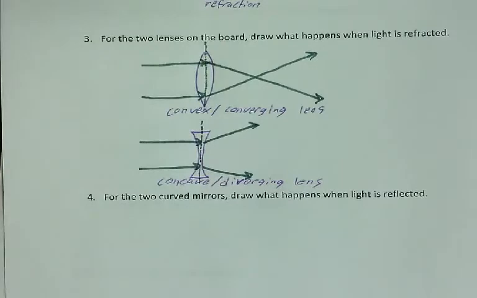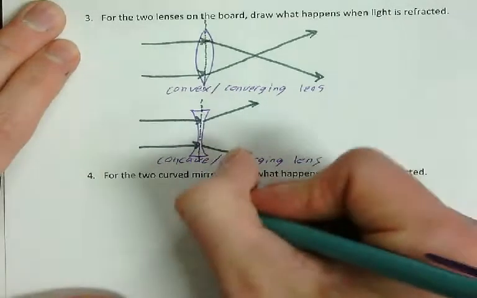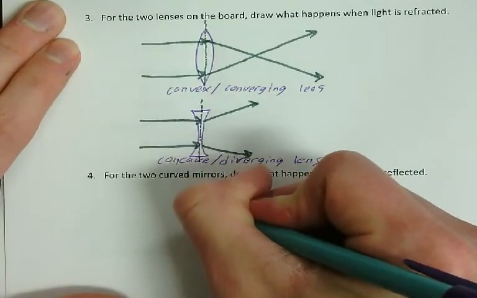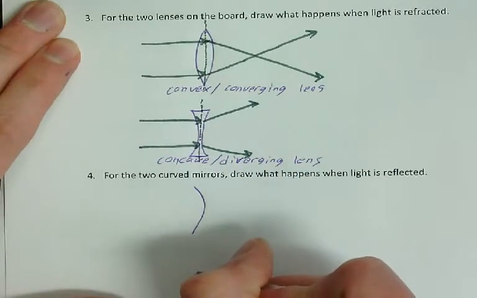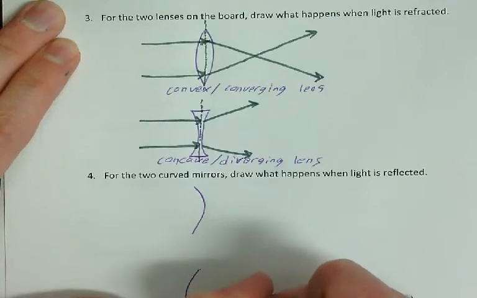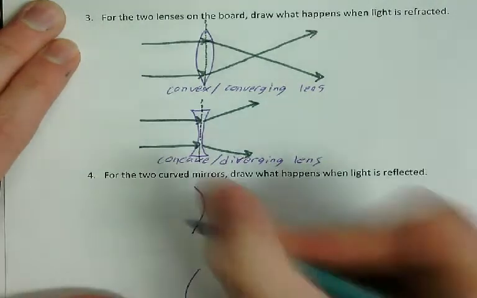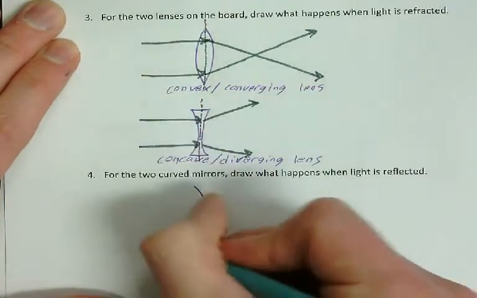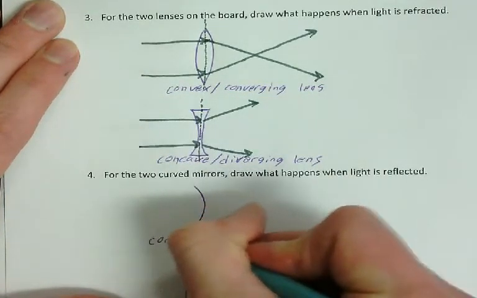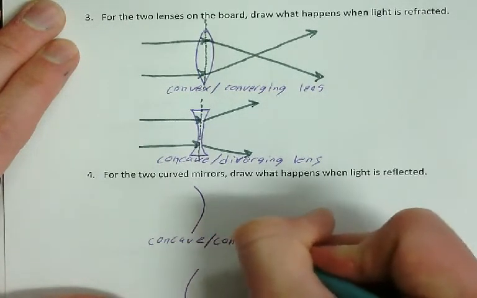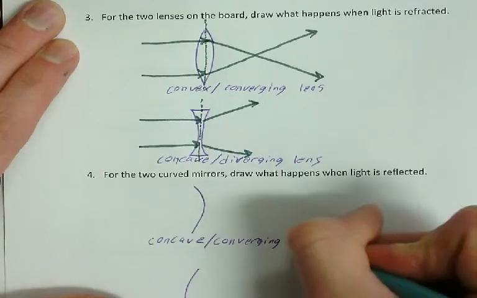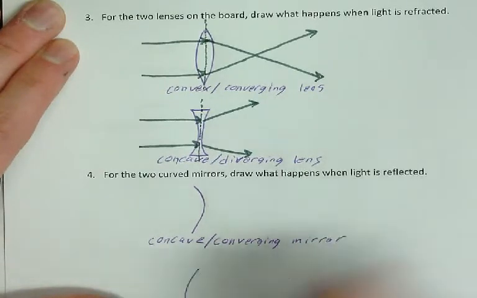So for the two curved mirrors, draw what would happen if light is reflected. So same types of curves, a curve in, or a curve out. Again, the curved in is concave. But concave are the converging mirrors, so it's flipped from lenses. And convex are the diverging.